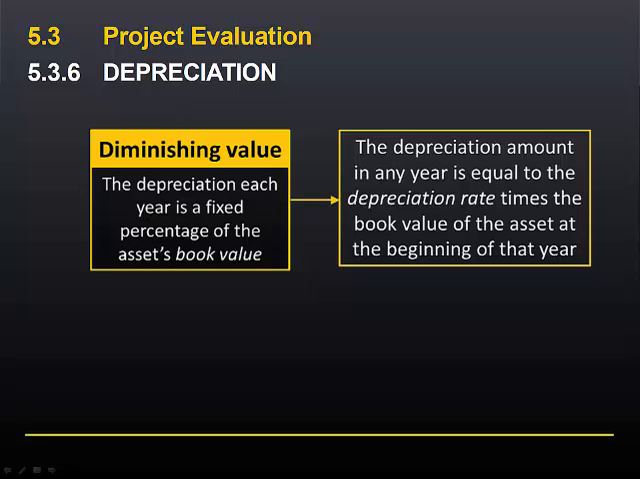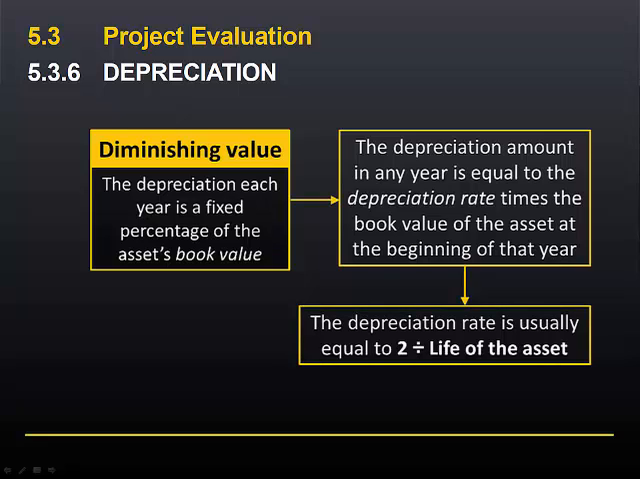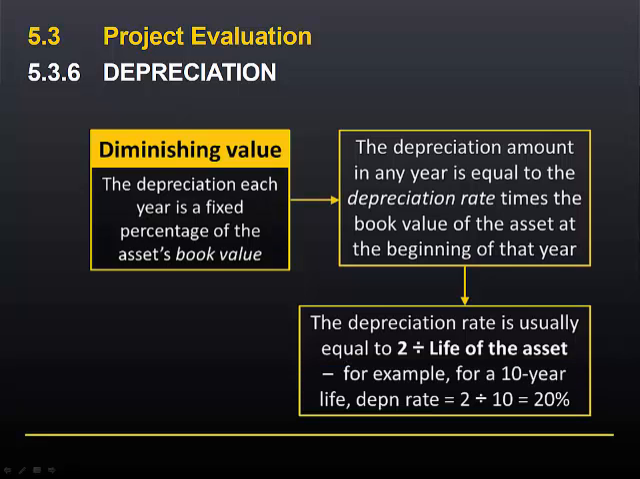To calculate the amount of depreciation in any year, we multiply the depreciation rate by the book value of the asset at the beginning of that year. The depreciation rate is usually equal to 2 divided by the life of the asset in years. For example, for a 10-year project, the depreciation rate would be 2 divided by 10, or 20%.